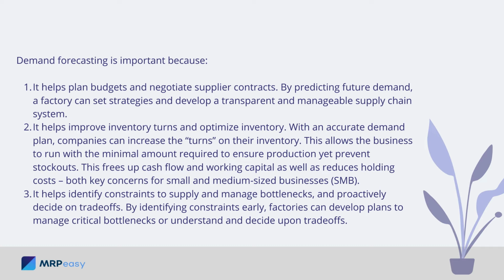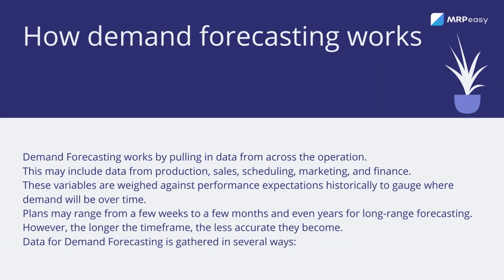Three, it helps identify constraints to supply and manage bottlenecks and proactively decide on trade-offs. By identifying constraints early, factories can develop plans to manage critical bottlenecks or understand and decide upon trade-offs. How demand forecasting works. Demand forecasting works by pulling in data from across the operation.